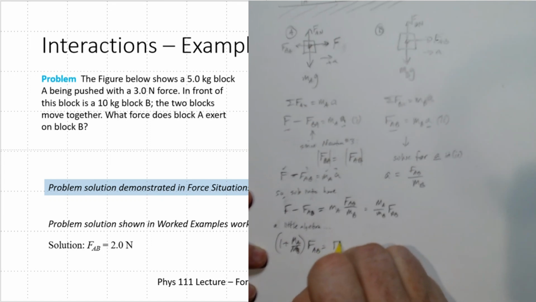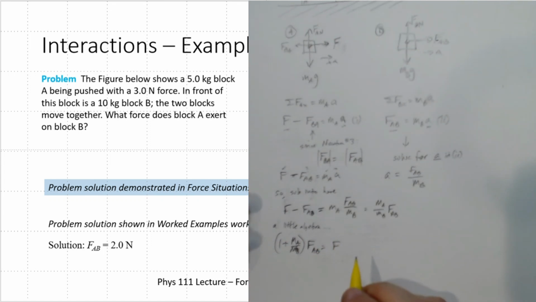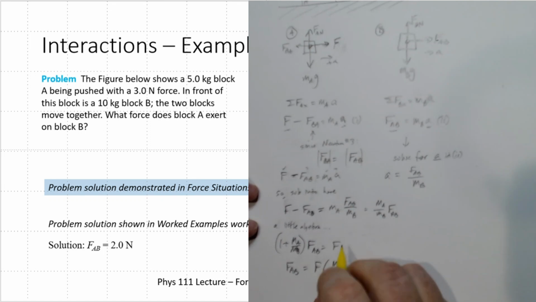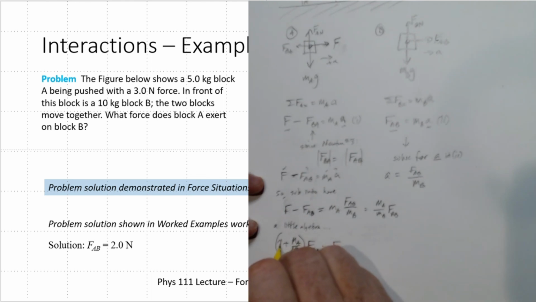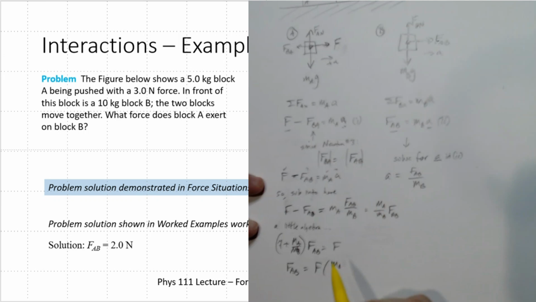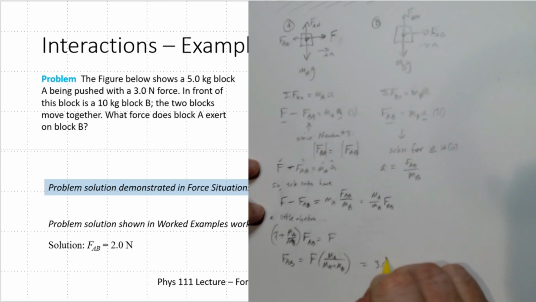FAB equals force, or equals F times MB over, this is MB over MB, so MB on top over the sum MA plus MB. Let's throw numbers in there and see what happens. 3.0 newtons times mass B, which is 10 kilograms, divided by 5.0 kilograms plus 10 kilograms.